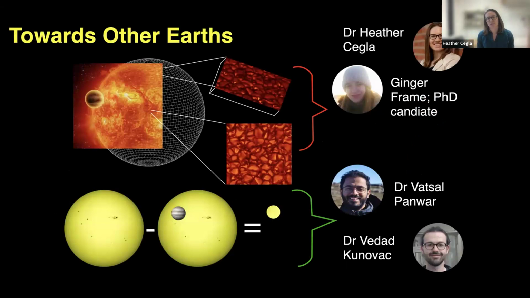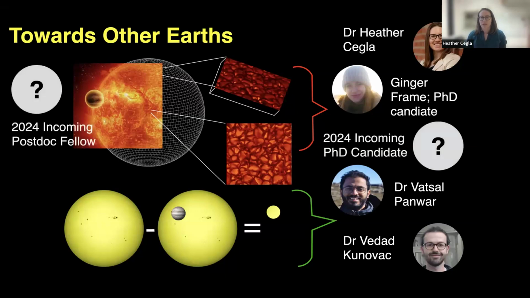And I want to talk to you now about the work that my group is doing in this area. So I've got a PhD student, Ginger Frame, who is working from the simulation side of things. And then Dr. Vedad Konovac is working on the Rossiter-McLaughlin side of things, so looking at spectroscopic transits. And then Dr. Vatsopanwa is looking at exoplanet atmosphere measurements, so again, looking at this from the observational side of things. And then coming soon, I will have another PhD student joining my group working on stellar variability, as well as an incoming postdoc that will be working hopefully on the MHD simulation side of things.